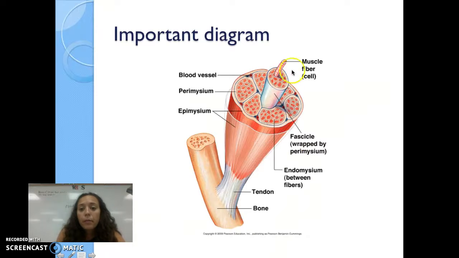Okay, so here's a diagram that's a little different, but you can see it different ways. So you have your muscle fiber, okay? Your muscle fiber has a connective tissue on the outside. That connective tissue is called the endomysium. All of your muscle fibers are bundled together in the fascicle. Your fascicle has a connective tissue around it called the perimysium. And then on the outside of your muscle, you have the epimysium, and the tendon connects your muscle to the bone.